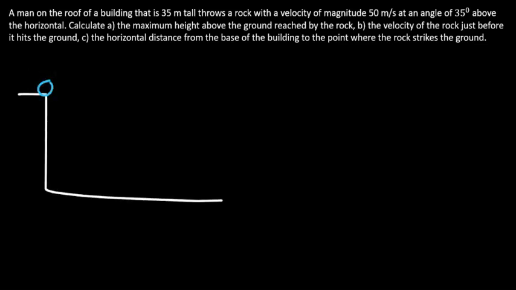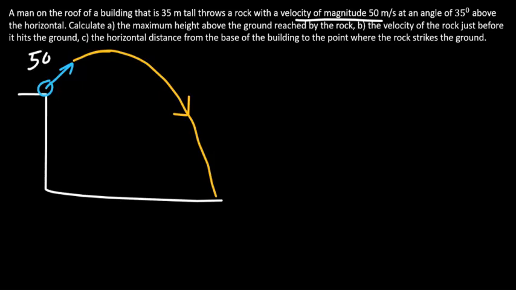An object is launched from the top of a building, and it follows this projectile motion and lands on the ground. Of course, we are ignoring the height of the man in this example. The initial velocity has a magnitude of 50 meters per second. This angle from which the object was launched is 35 degrees above the horizontal. This is the height of the building, 35 meters.